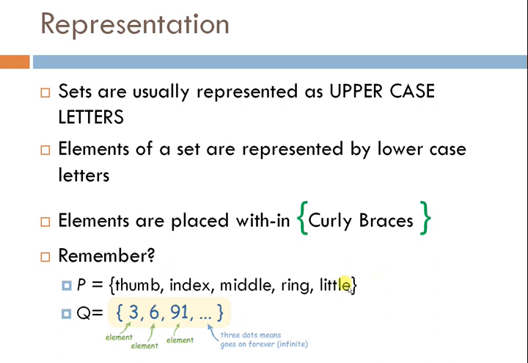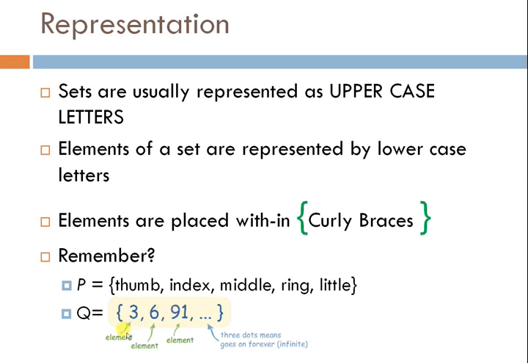The above set is finite, because at the end of the set there is no dot dot dot. If at the end of the set there is dot dot dot, then it goes to infinity. This is a finite set and this is an infinite set. The name of this set is P and the name of this set is Q. The elements of this set are thumb, index finger, middle finger, ring, and little. And the elements of this set are 3, 6, and 91.